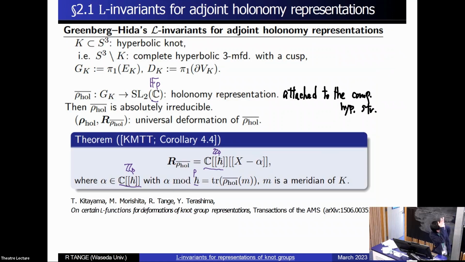And similarly, consider L-invariants. And so to consider the explicit correspondence, we would like to consider the holonomy representation. So we consider a hyperbolic knot case, especially attached to the complete hyperbolic structure. And we can regard this representation as an SL2(C) representation or an SL2(F_p) representation.